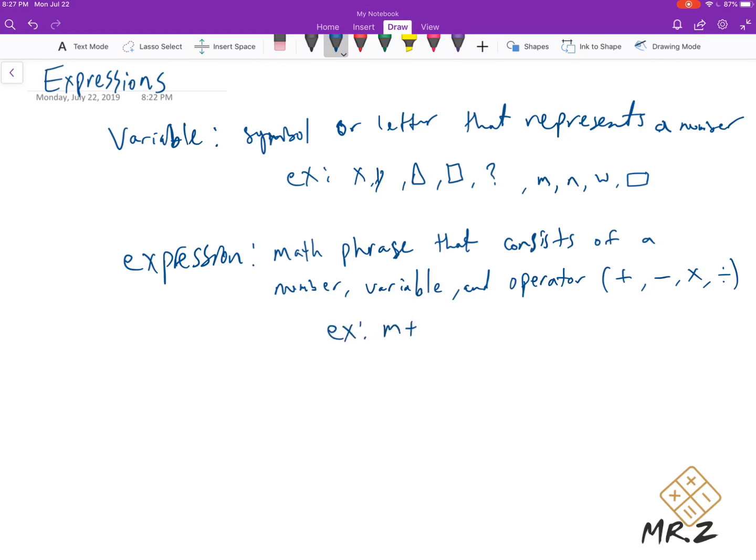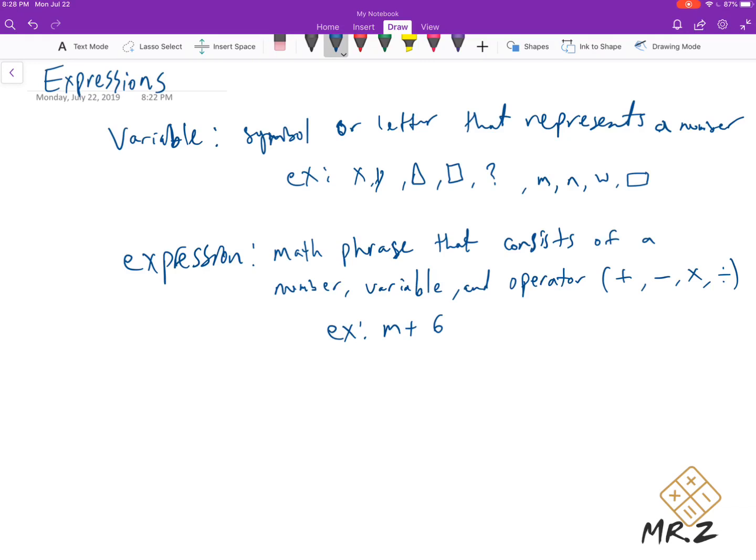Okay. So for example, m plus 6. That's an expression, and there's no equal sign. So that's the difference between an expression and an equation. An equation would be m plus 6 equals 10. Now you have an equation, more specifically an algebraic equation. M plus 6 is an expression, and again, more specifically an algebraic expression.